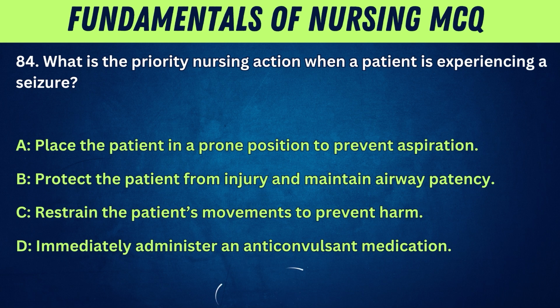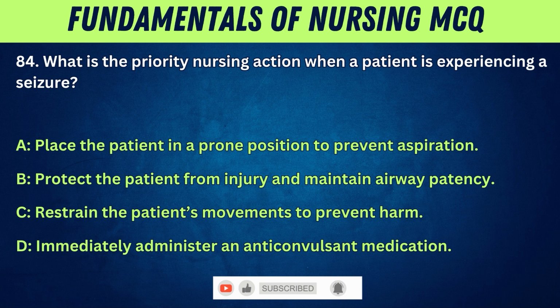84. What is the priority nursing action when a patient is experiencing a seizure? A. Place the patient in a prone position to prevent aspiration. B. Protect the patient from injury and maintain airway patency. C. Restrain the patient's movements to prevent harm. D. Immediately administer an anticonvulsant medication.